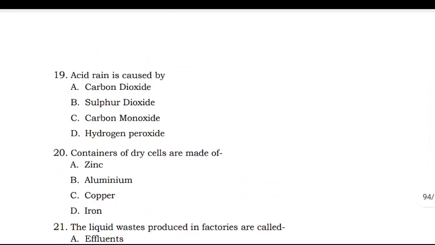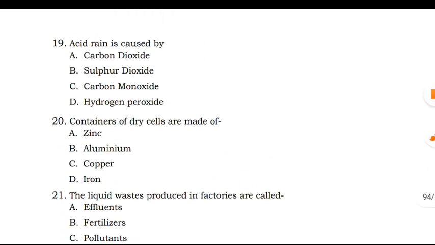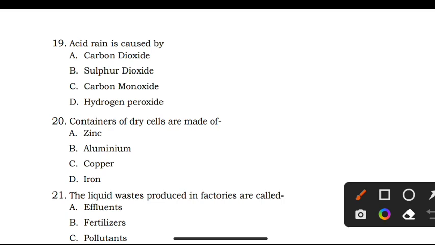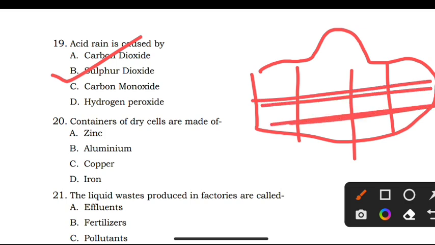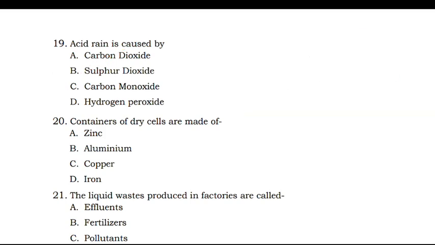Question number 19, acid rain is caused by carbon dioxide, sulfur dioxide, carbon monoxide, and hydrogen peroxide. And here the correct option will be option B, sulfur dioxide. Due to sulfur dioxide, acid rain is caused heavily, due to which many crops are damaged, right? And pollution is caused. And these days, our Taj Mahal is getting polluted due to this acid rain, because many factories have polluted the Taj Mahal, and the shining nature of the Taj Mahal is getting disturbed.